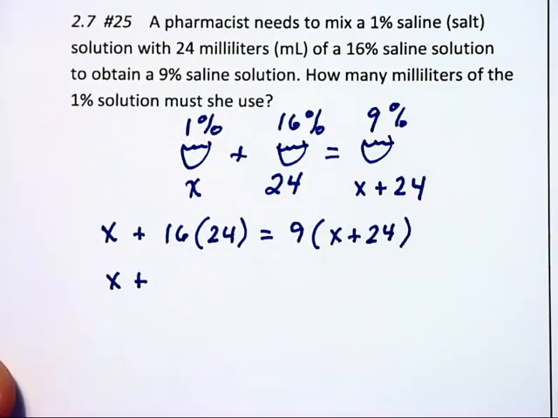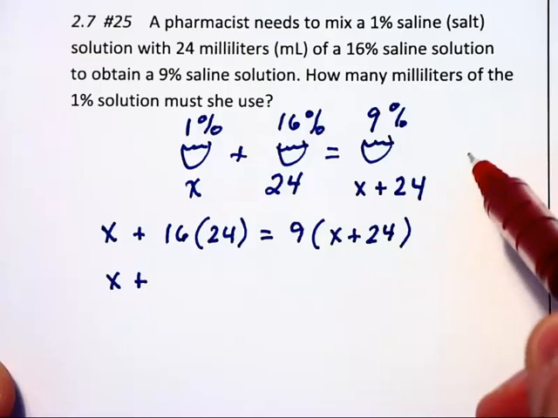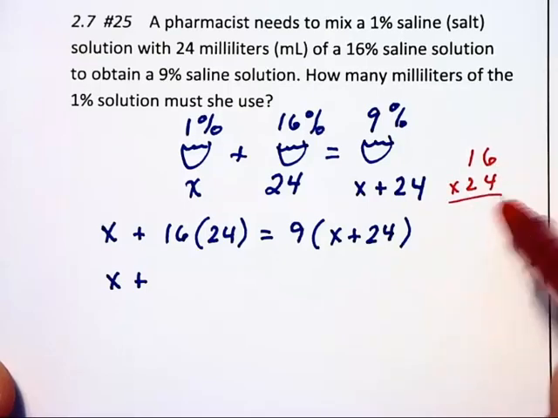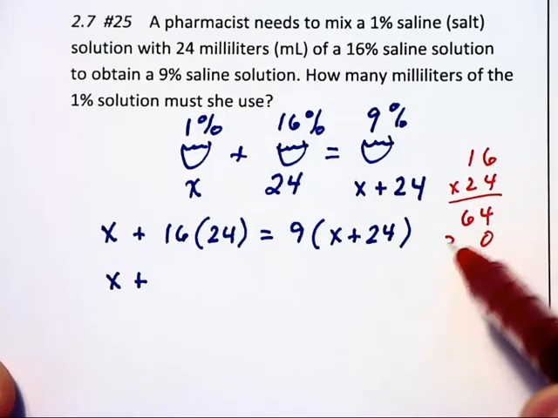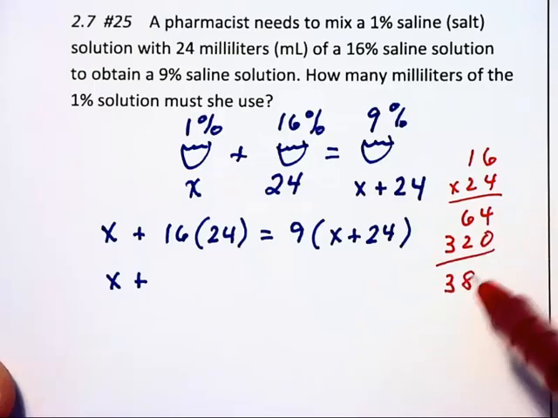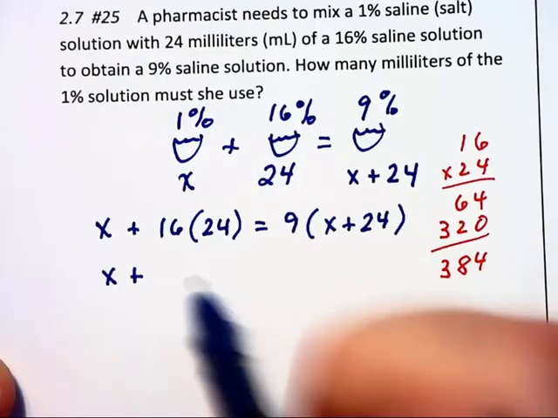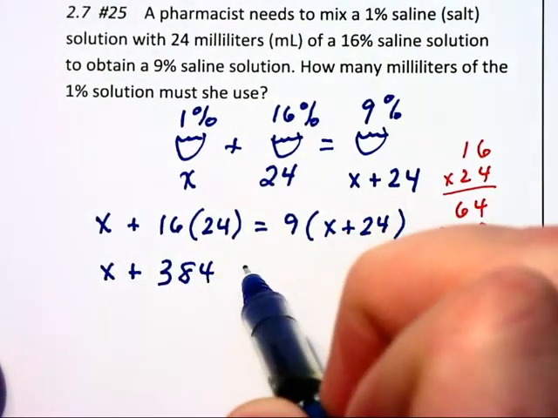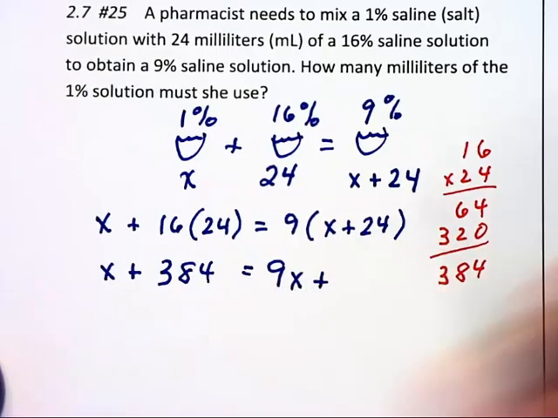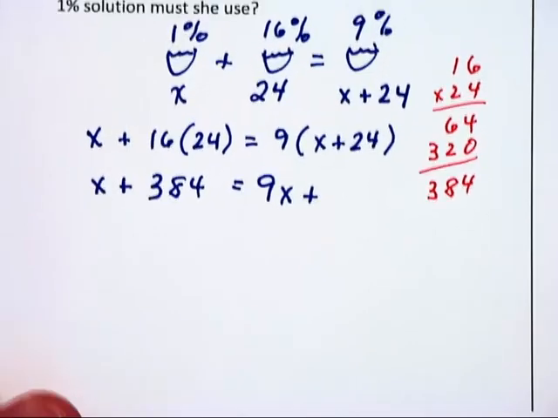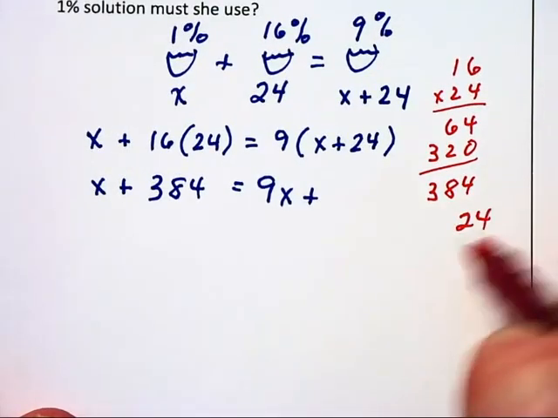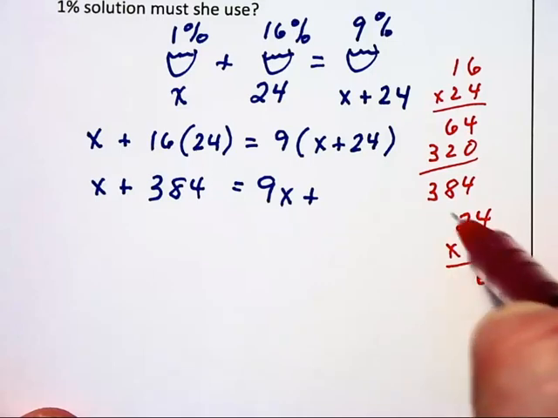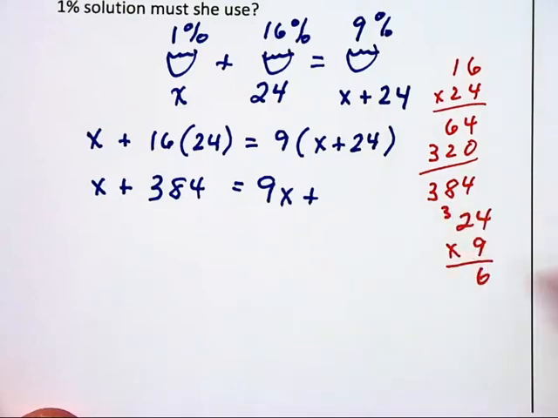Now maybe you need some scratch paper over on the side. 16 times 24 gives us 64, 0, 32, 384. Sorry about that jiggle. So 384 is equal to 9x plus, looks like we need some scratch paper again. It's time for 24 times 9. 9 times 4 is 36, carry the 3, 18 plus 3 is 21, so 216.